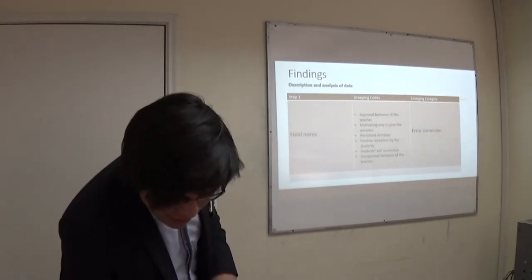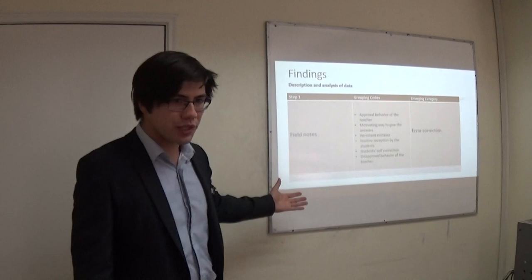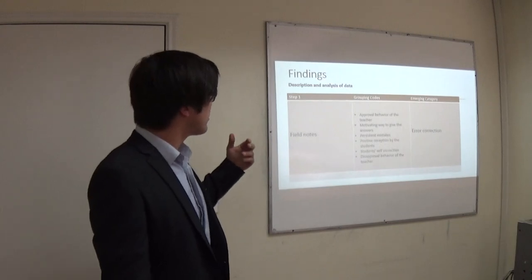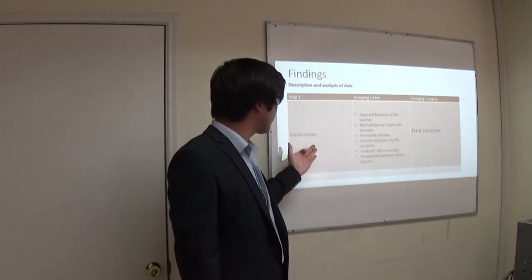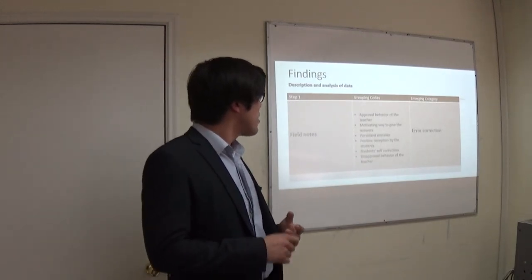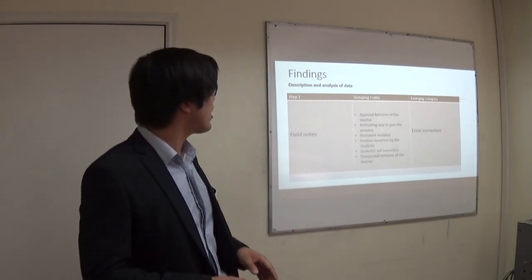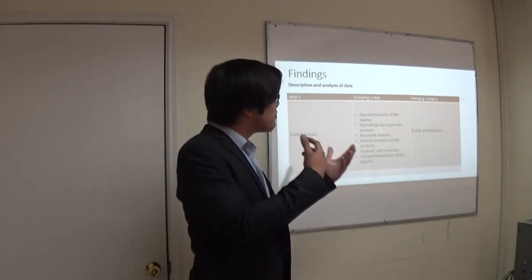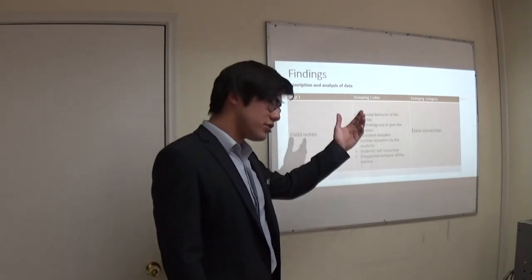In the analysis of data, as I said before, the first step was the application of the two instruments. And from this information, different grouping codes arose, and from the matrix of the field notes, the codes are approval behavior of the teacher, motivating way to give the answers, persistent mistakes, positive reception by the students, students' self-correction, and disapproval behavior of the teacher. And from these codes, a new emerging category arose, which is error correction.